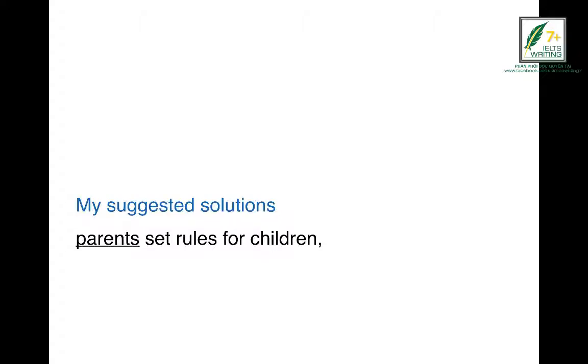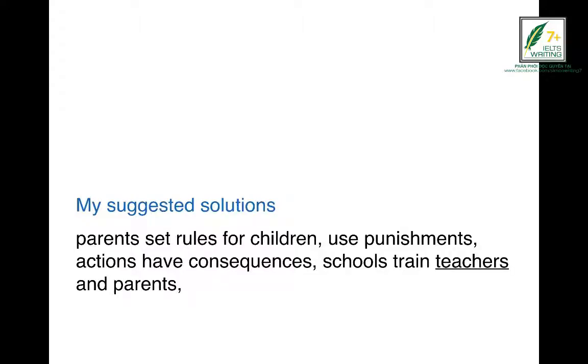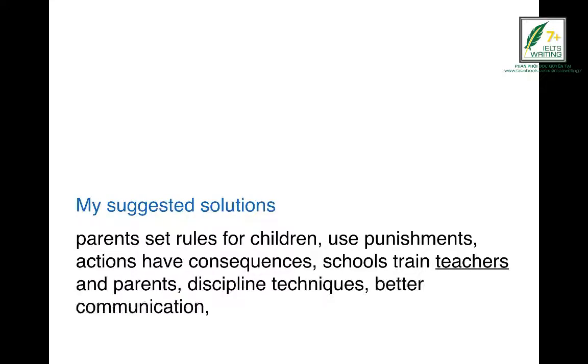We'll say a bit more about that, use punishments, and show that actions have consequences. Then we move on to the solutions related to schools or teachers. Schools could train teachers and parents a bit more. They could give them discipline techniques and better communication. Maybe schools could encourage parents and teachers to communicate better.